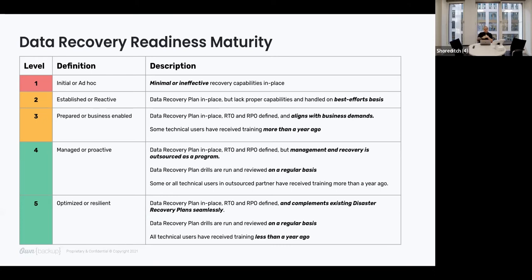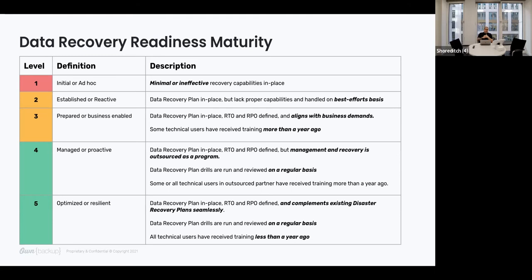And also making sure our technical users have received some form of training, which is more than a year ago at that point. Level 4 and 5 are kind of the same. The only difference is with level 4, it's more about being managed and proactive. So you have an outsourced agency or an outsourced team that actually takes care of all of this for you and will be deployed should you need to do any recovery as a program.